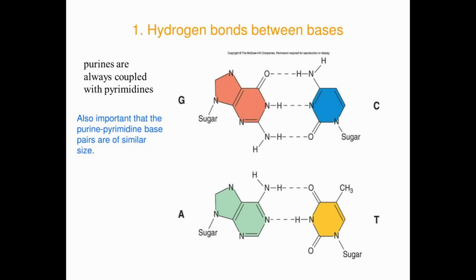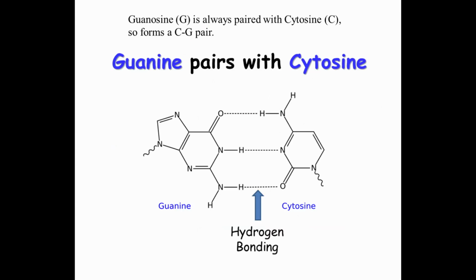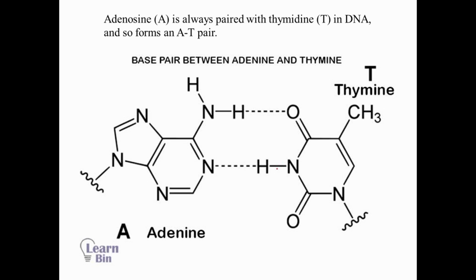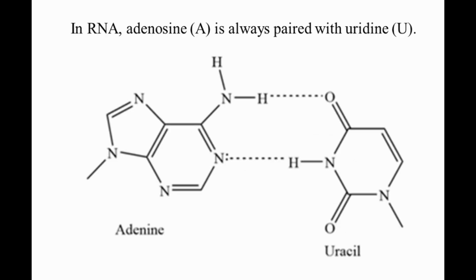As we shall see, when DNA or RNA molecules are assembled, the purines are always coupled with pyrimidines. Specifically, guanosine G is always paired with cytidine C, so forms a CG pair. Adenosine A is always paired with thymidine T in DNA, and so forms an AT pair. In RNA, adenosine A is always paired with uridine U.